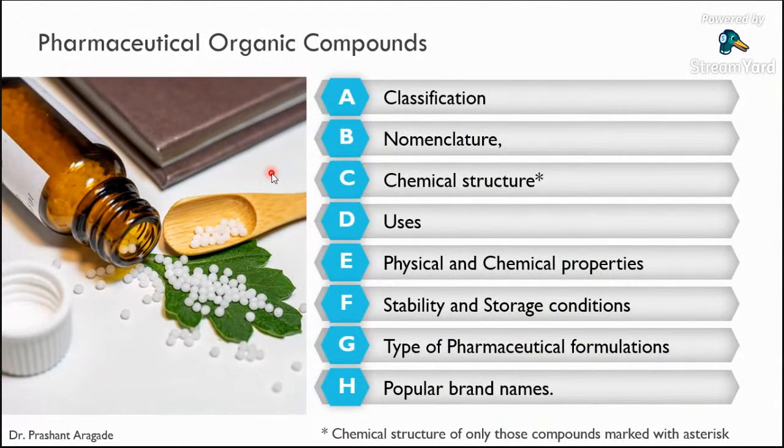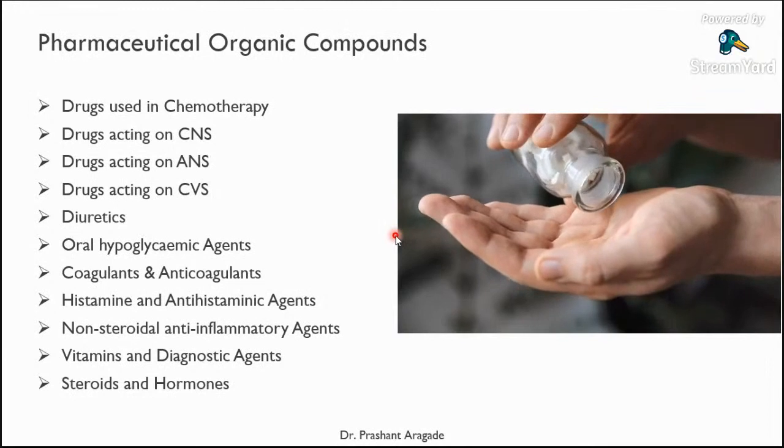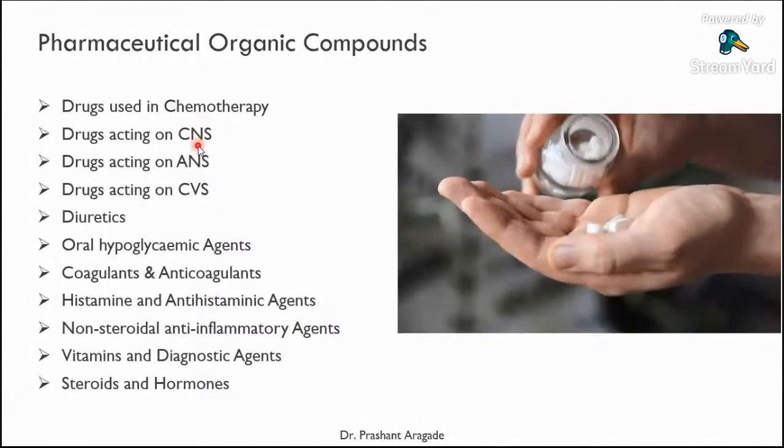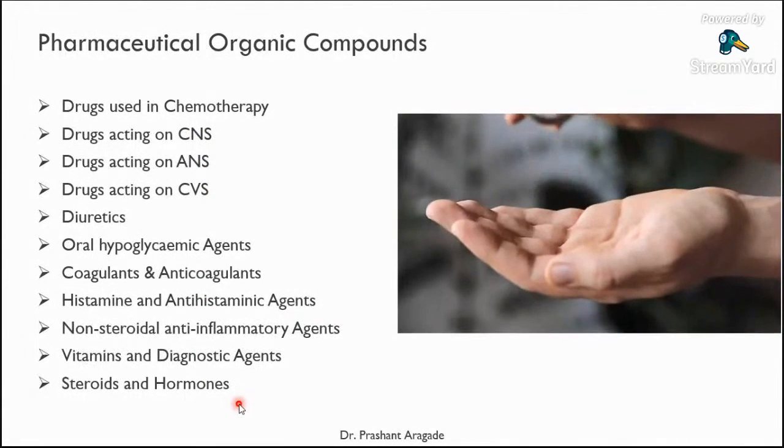This chemistry includes the classification, nomenclature, and chemical structures of those drugs marked with an asterisk. Then we are going to study the uses, physical and chemical properties, stability and storage conditions, types of pharmaceutical formulations, and the popular brand names. As we saw in the first lecture, there are certain types of pharmaceutical organic compounds, including chemotherapy drugs and drugs acting on the central nervous system and ANS, and so on. We will find the list in the syllabus.